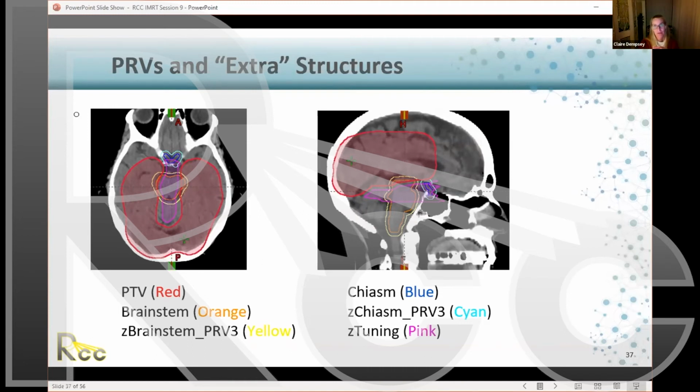So you would only have 1 or 2 tuning structures within a particular plan. You wouldn't go and put 10 tuning structures all over the place. Again, it would be about wise positioning of those tuning structures and choosing the right ones that are going to have the most impact in your treatment plan.